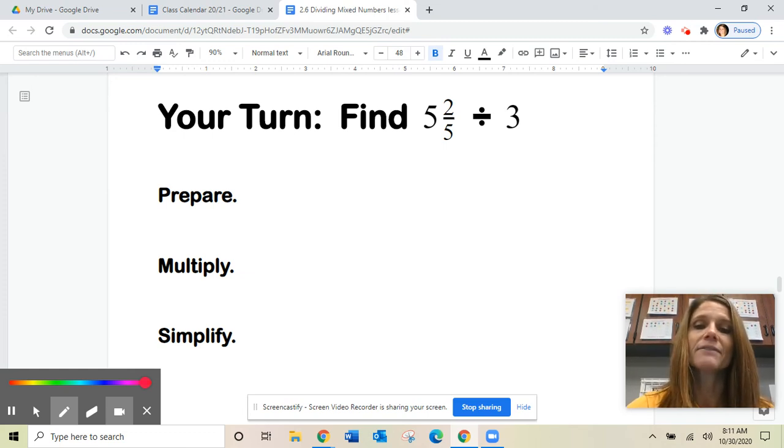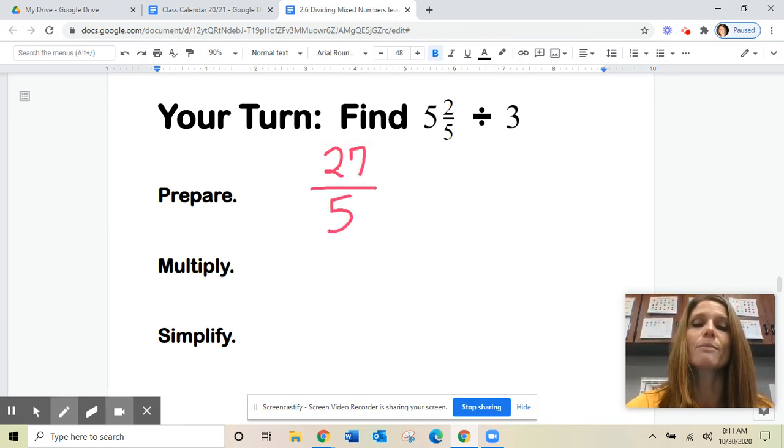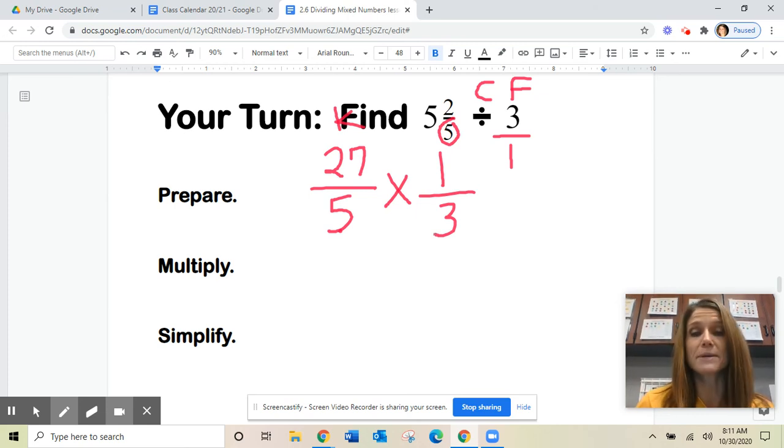5 times 5 is a 25, plus 2 makes this an improper 27/5. Remember that the denominator stays the same. We're going to put our whole number over 1. But then I'm going to go back and I'm going to keep this the same. I'm going to change the math to multiply, and I'm going to flip this over to really be a 1/3. Check to see if you prepared correctly. There was a lot of work to be done.